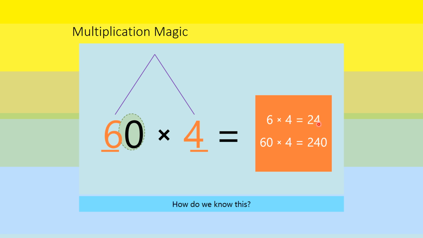Have a look at the digits on here. We've got an extra 0 and an extra 0 here. What do you think has happened? Let's have a look at the maths behind all of this.